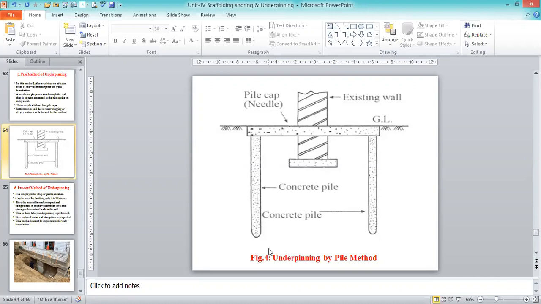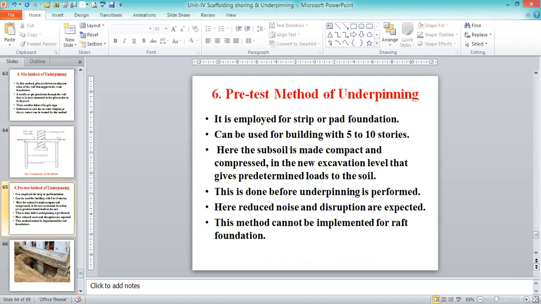And previously we discussed the pile method of underpinning, and another one is called the pier method. Next, the last one is called the pre-test method of underpinning. It means it's the precast one. The precast one is employed for strip or pad foundations. Strip foundations where there are more number of stories. It can be used for buildings with 5 to 10 stories.